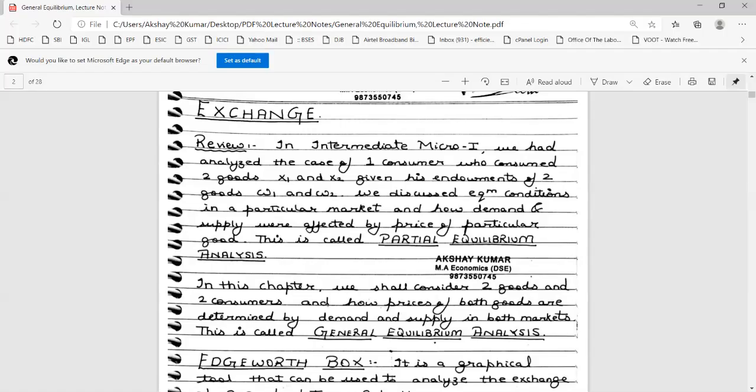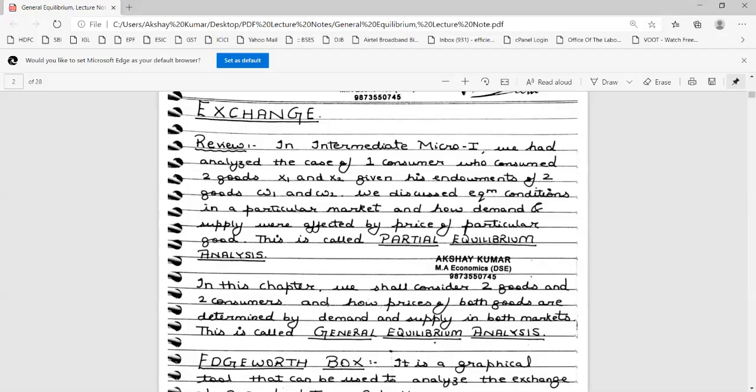But now what will be different here? Now in this semester, we will be studying the general equilibrium analysis. In general equilibrium analysis, there will be more than one consumer, more than one market, and we will achieve equilibrium in every market.